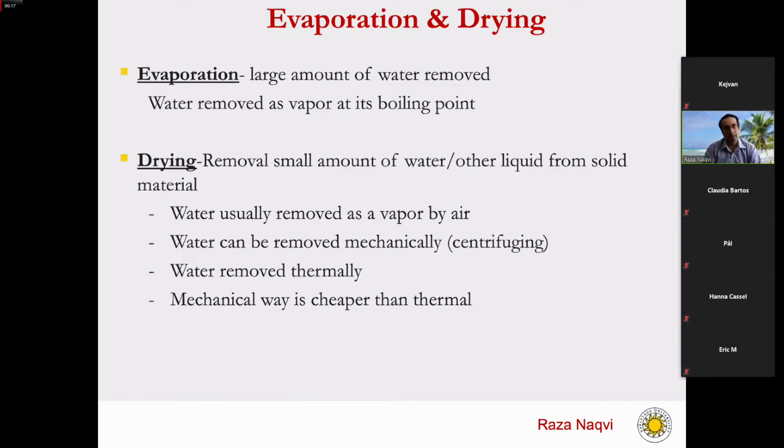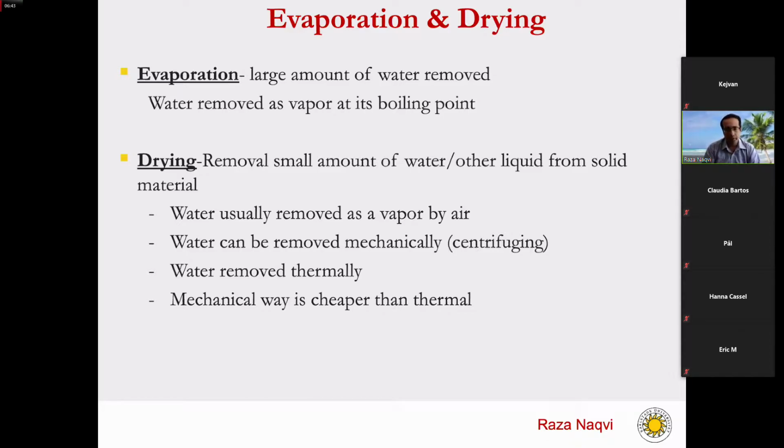First, before we go into details about drying, it is very important that we distinguish between evaporation and drying. As we have discussed earlier, evaporation is a process where we remove a large amount of water, and normally water is removed as steam or vapor at its boiling point. But drying involves relatively small amount of water that needs to be removed from a wet solid material. And normally we can remove water as a vapor by air.